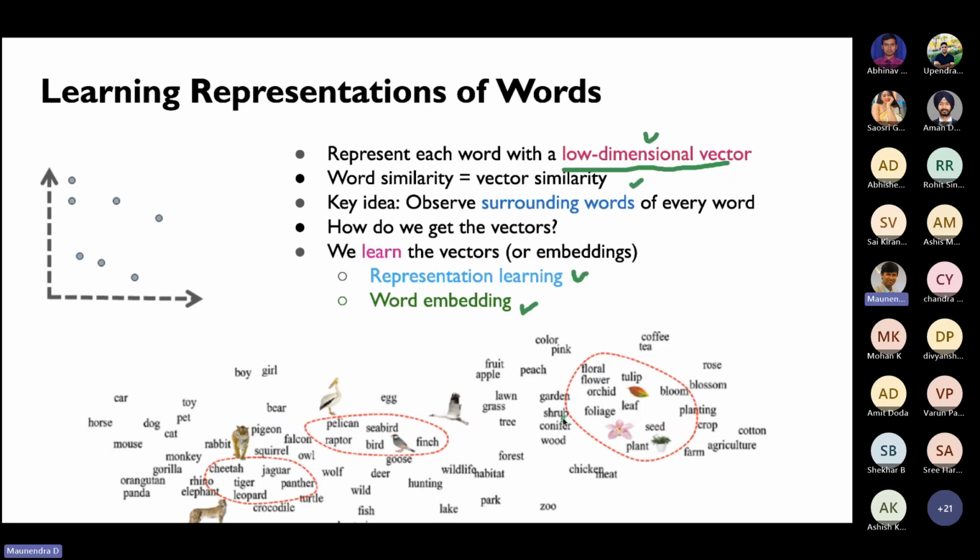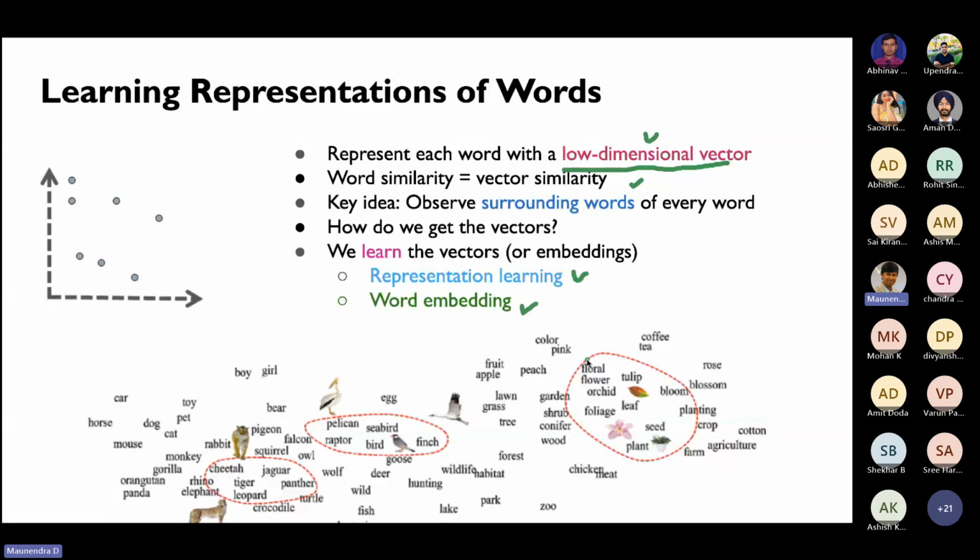So this diagram shows intuitively what we are trying to have. Suppose in 2 dimensions we have plotted the vectors of different words, and what we see is that cheetah, jaguar, tiger, leopard, all these are coming close by. Then flora, flower, orchid, foliage, these are together. Pelican, seabird, bird, raptor, these are in a similar location.